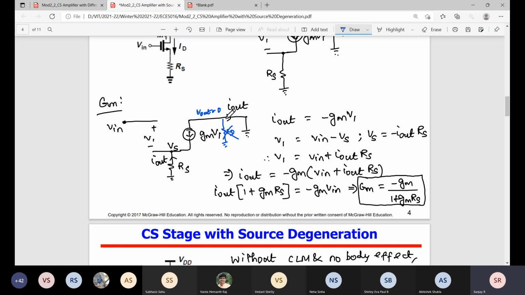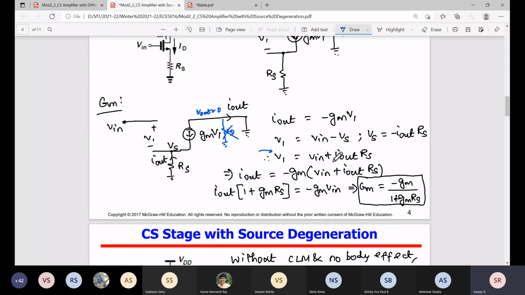Okay, let us assume the current Iout is the same current going up, because it is an outward current. So up here. Okay, what is Vs? Minus Iout into RS, because of the opposite current direction. So V1 equals Vin minus Vs. So Vs is minus Iout RS, so minus minus will become plus. V1 equals Vin plus Iout RS. Is this expression understandable?